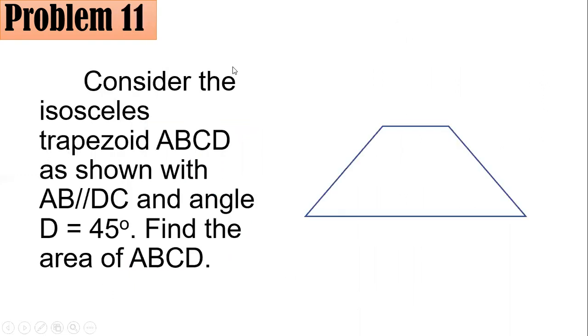Let's have number 11. Consider the isosceles trapezoid ABCD as shown such that line segment AB is parallel to line segment DC, and angle D is 45 degrees. Find the area of ABCD. Okay, please.